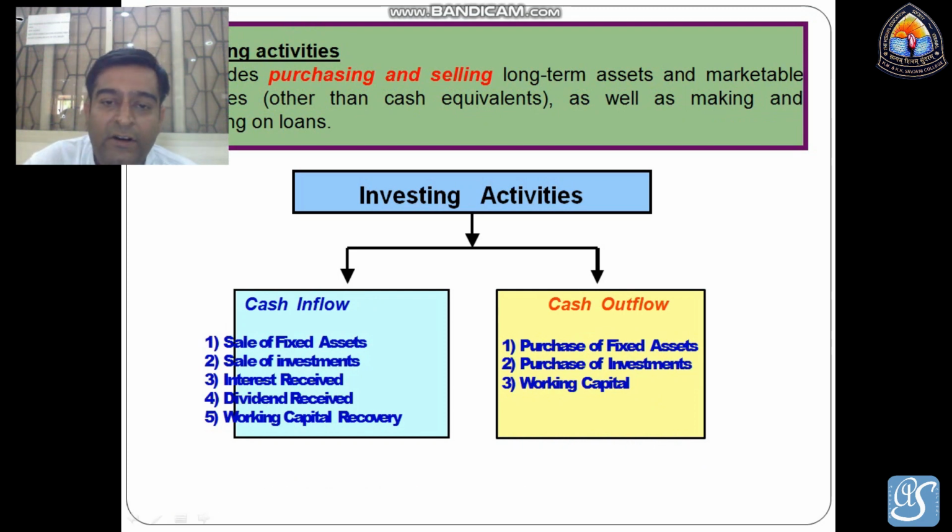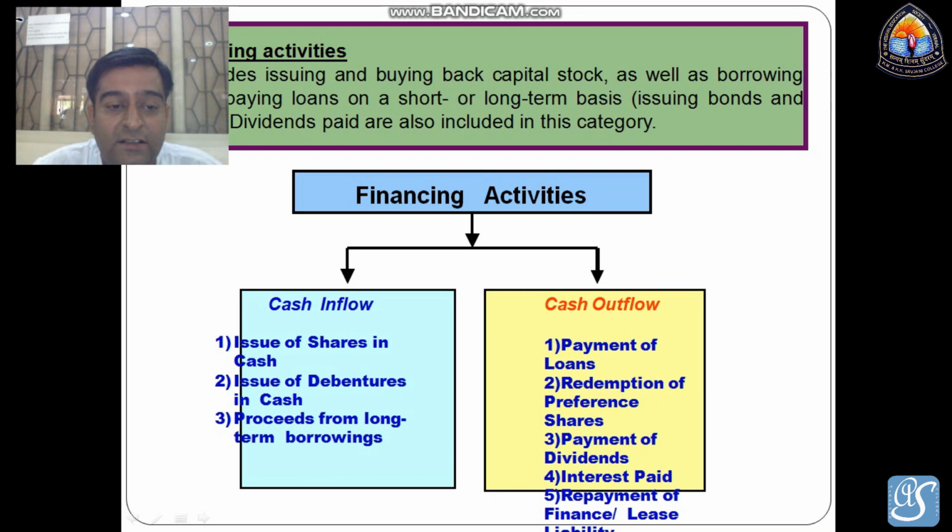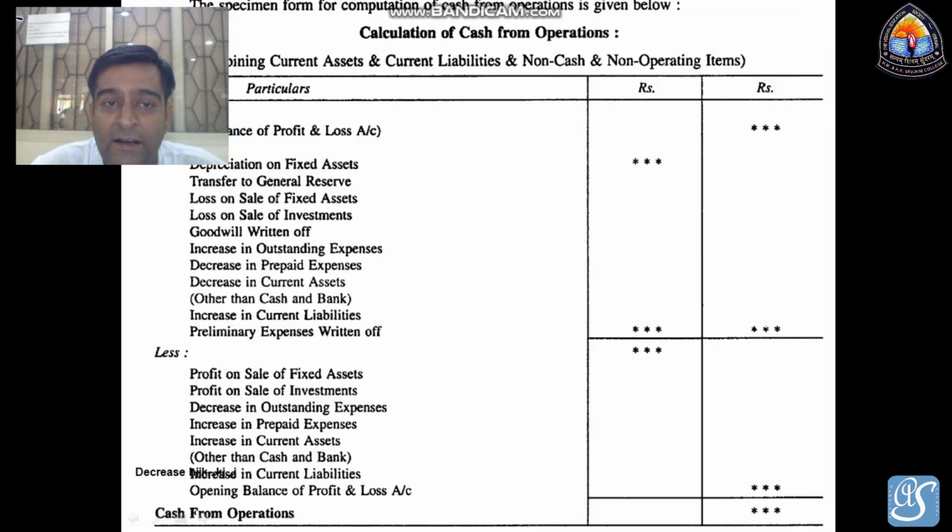In investing activities, or you can say category B, investment activity, inflow considers the sale of fixed assets, sale of investment, interest received, dividend received, working capital recovery. Cash outflow: purchase of fixed assets, purchase of investment or working capital. That is investment activities. Financial activities: we already discussed any issue of share, debenture or long term loan borrowing, payment of loan, redemption of preference share, payment of dividend, interest paid, repayment. So these are considered as financial activities.